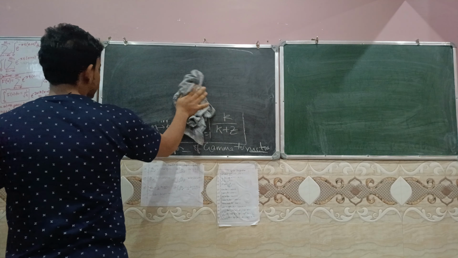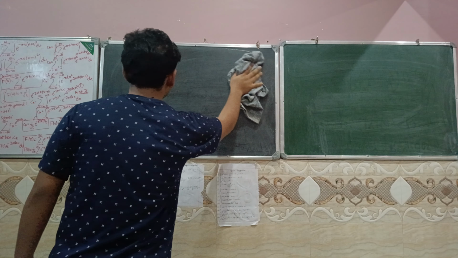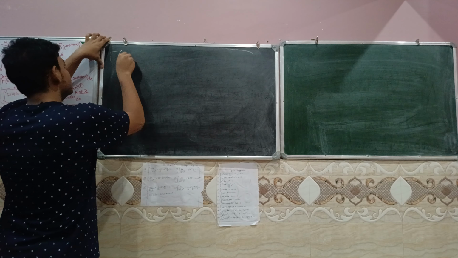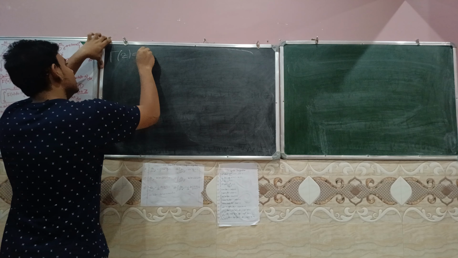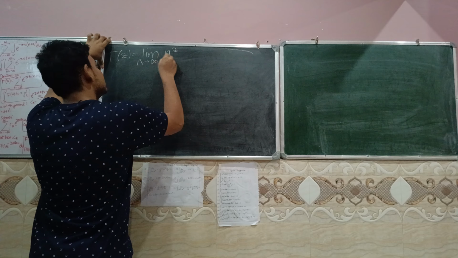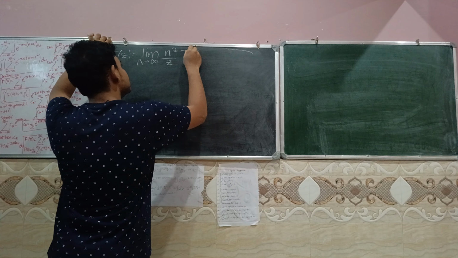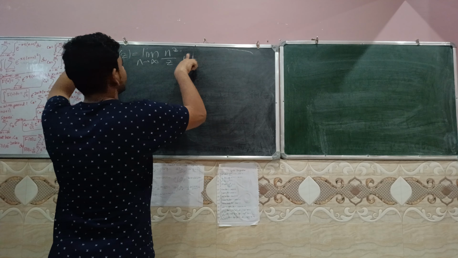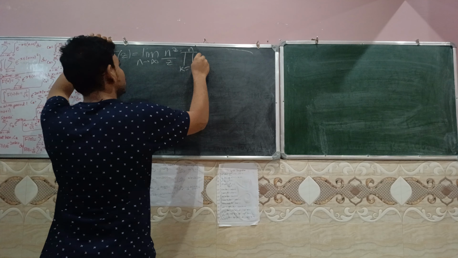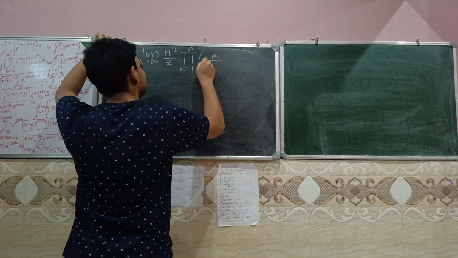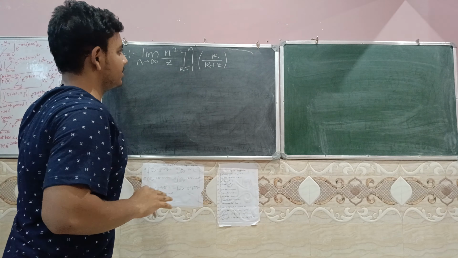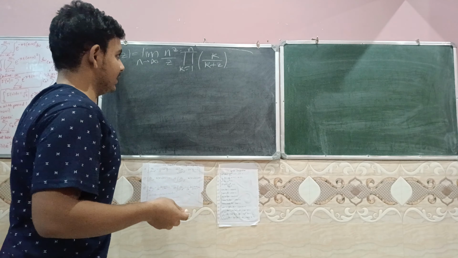Let me write down the Gaussian representation of the gamma function once again. Gamma of z equals limit n tends to infinity of n to the z over z times the product as k goes from 1 to n of k over k plus z. This is the representation of the gamma function by Gauss.